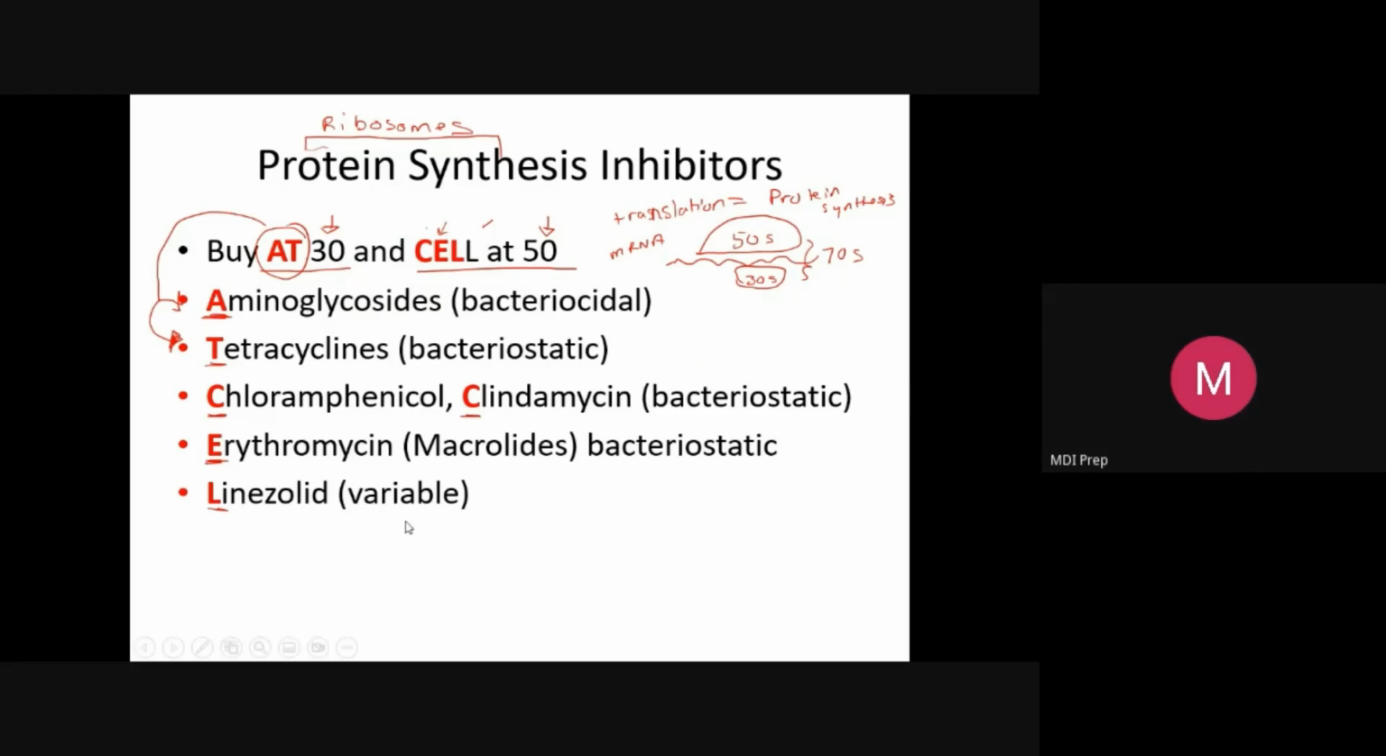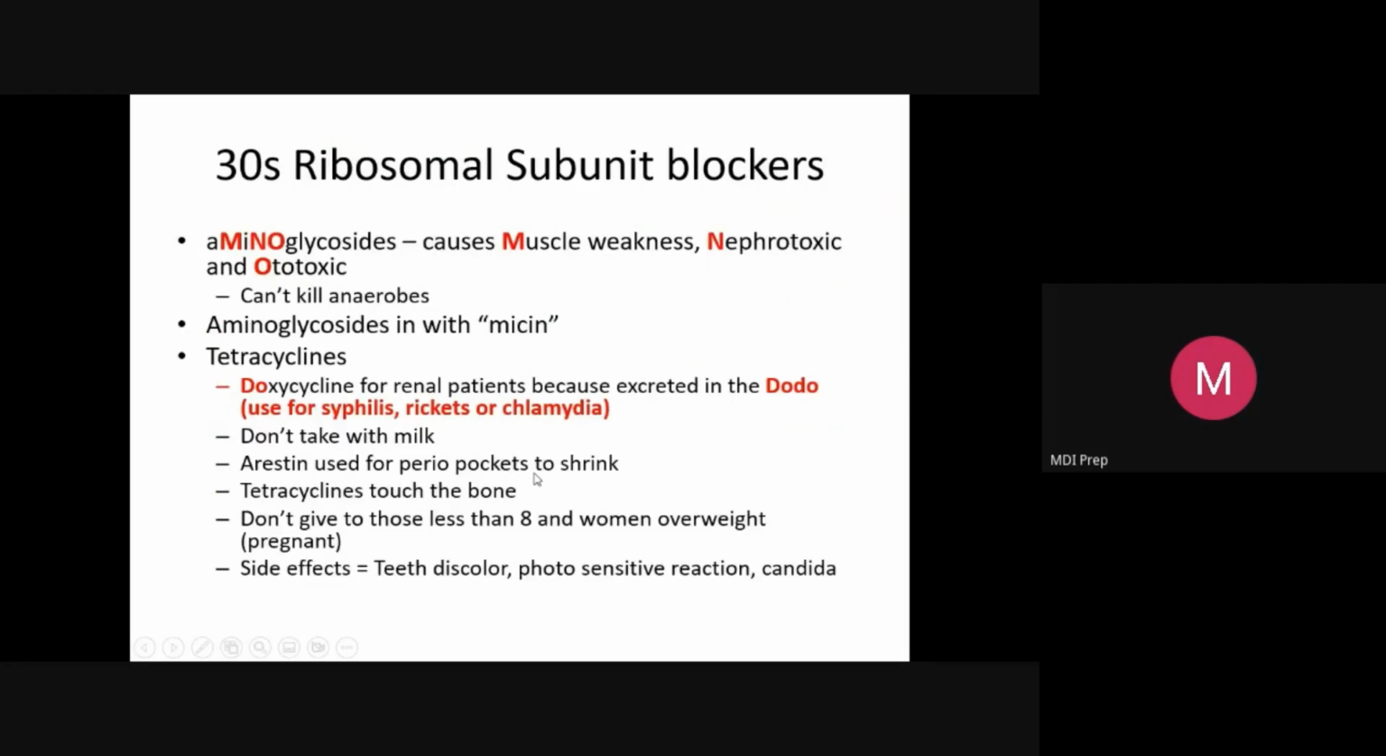Now, all of these are bacteriostatic, meaning that they can slow the growth of the bacteria, right? That means static. But aminoglycosides are bactericidal. They're going to kill the bacteria. The others will stop it from growing, but the aminoglycosides are going to kill it. Got it? Yeah. Okay.